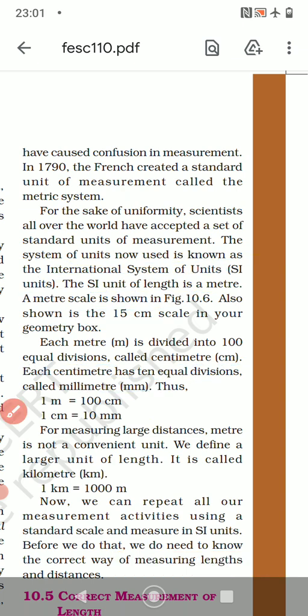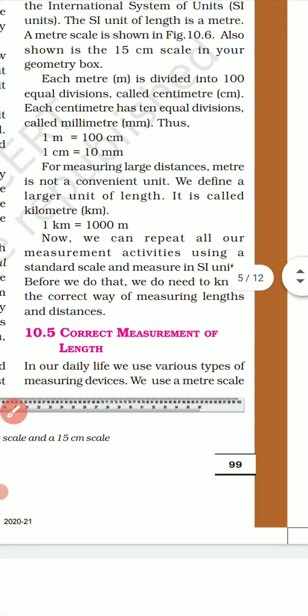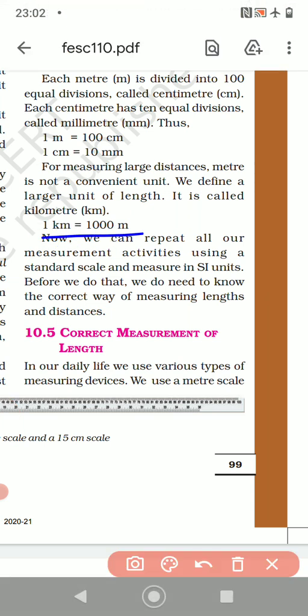So for measuring large distances, meter is not a convenient unit. We define a larger unit of length and it is called the kilometer. So when we have to measure a long distance, we can't measure in meters. We have to measure in a bigger unit, and that is the kilometer. So 1 kilometer is 1000 meters. Now we can repeat all our measurement activities using a standard scale and measure in SI units.